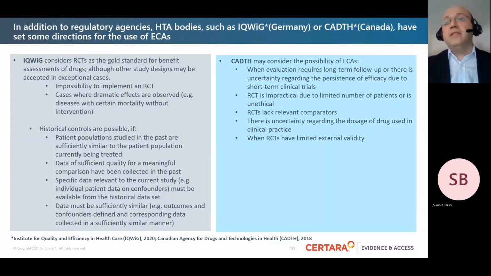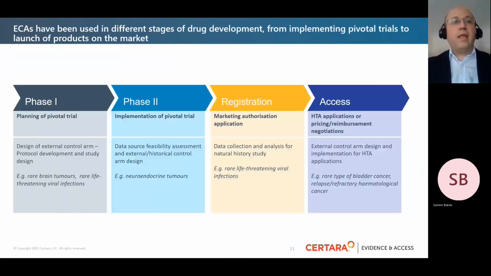For example, Canadian HTA may consider the possibility of external control arms when evaluation requires long-term follow-up or there is uncertainty regarding the persistence of efficacy due to short-term clinical trials, also when RCTs have limited external validity. External control arms have been used at different phases, at different stages of designing and conducting pivotal trials, and also through registration and access pricing negotiations.